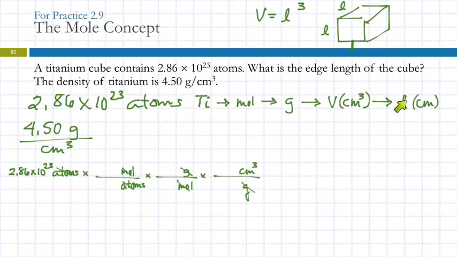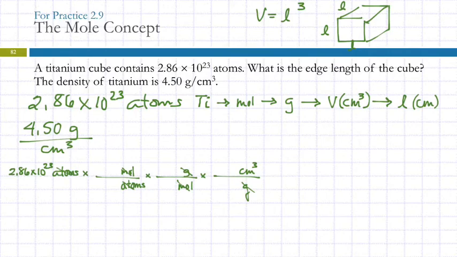How do I get from cubic centimeters to centimeters? Is there a conversion factor for that? No, there isn't. There's an equation, right? So this is an example of a problem where we're doing unit analysis, dimensional analysis, but we also have to use an equation. So this is the equation. So I'm going to stop my dimensional analysis here. I'm going to get cubic centimeters, and then I'm going to make use of the equation.